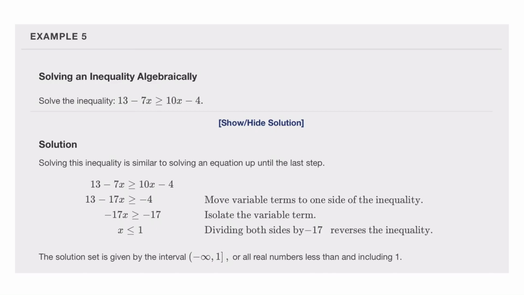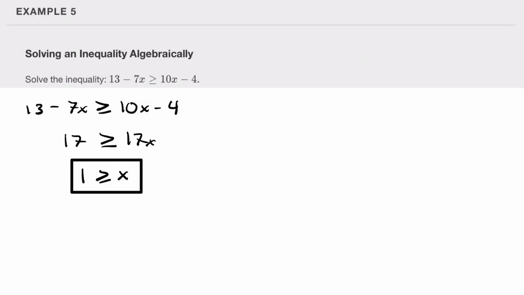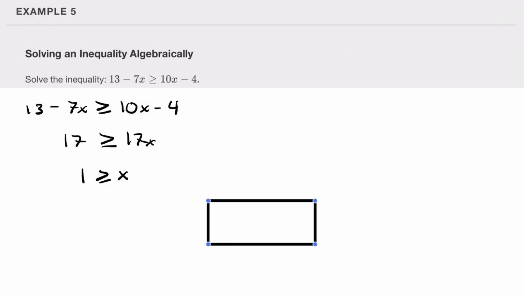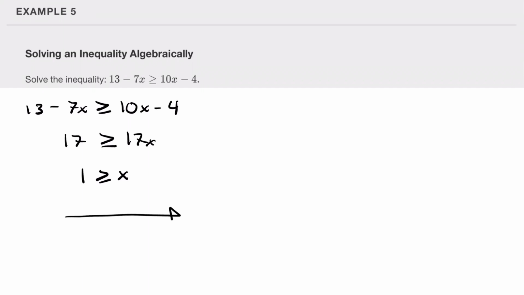1 is greater than or equal to x. All right. And let's go ahead and put this in interval notation. Okay, so here's our 1. If the alligator eats the bigger thing, that means our numbers are smaller. So our numbers go to the left of 1. And because it can be equal to 1, we use a square bracket.